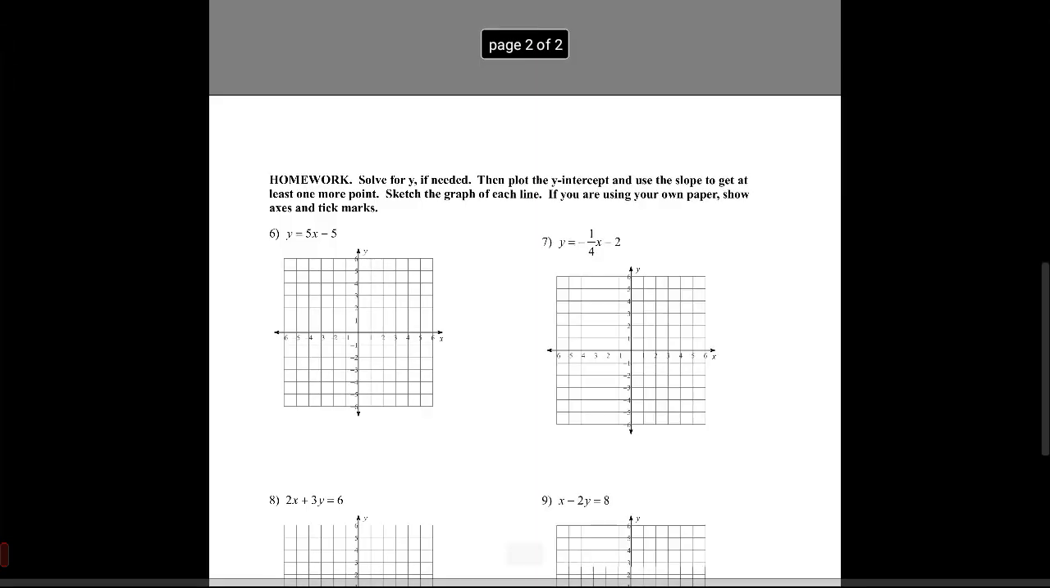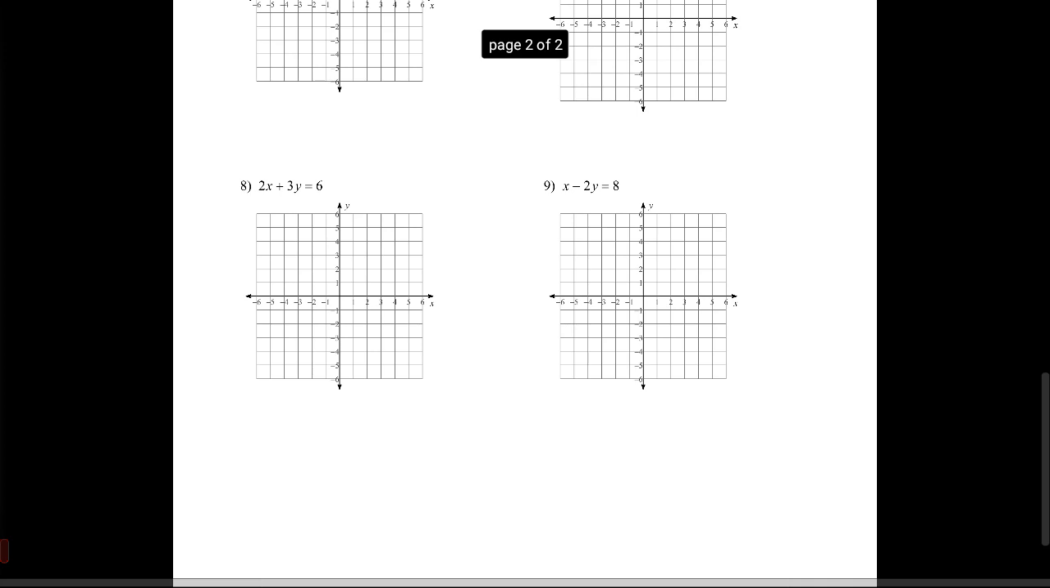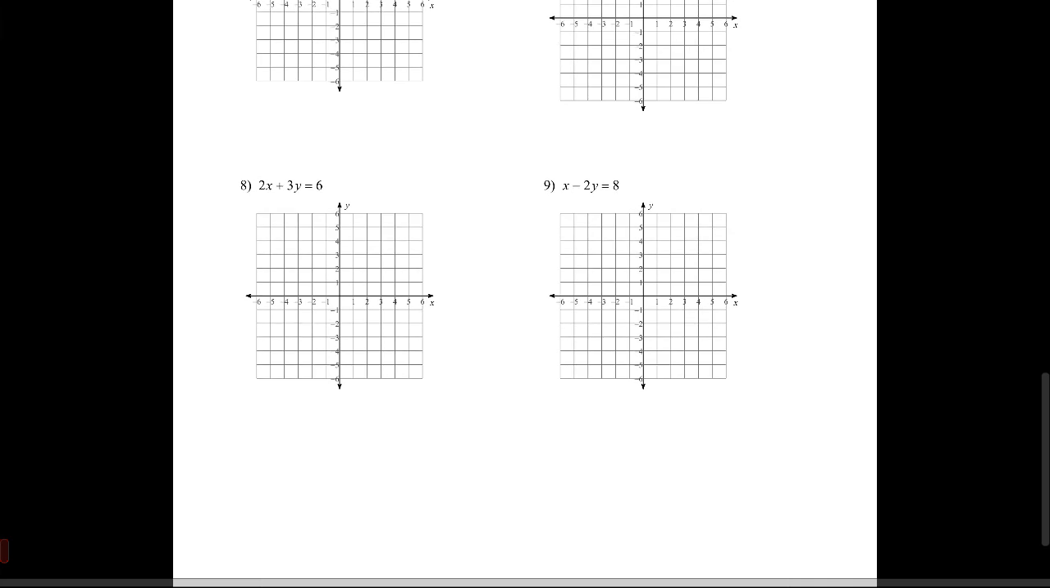Okay, that's it for the notes. If you guys turn the page over, we have our homework. This one's already in slope-intercept form. This one's already in slope-intercept form. And looks like you're going to have to do some work for 8 and 9 to make it look like these, put them in slope-intercept form. And once again, upload these videos or take a picture of your homework and upload to Google Classroom.